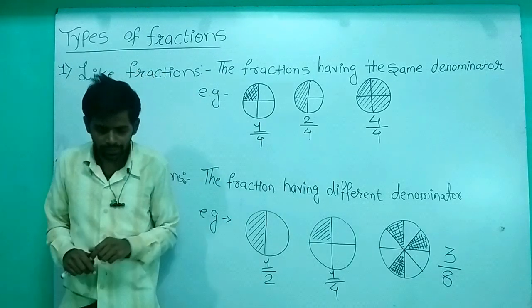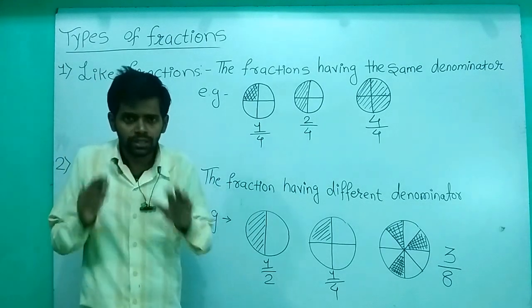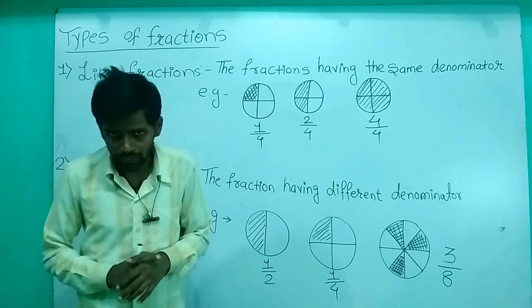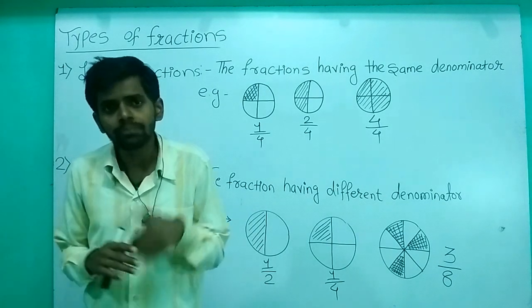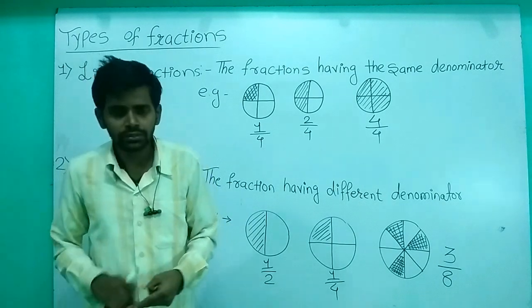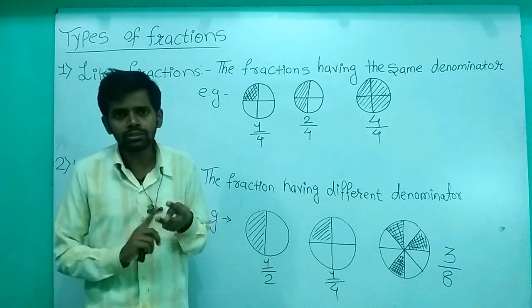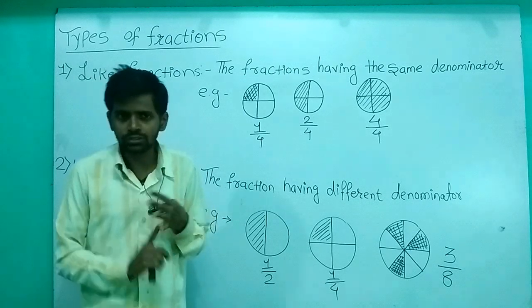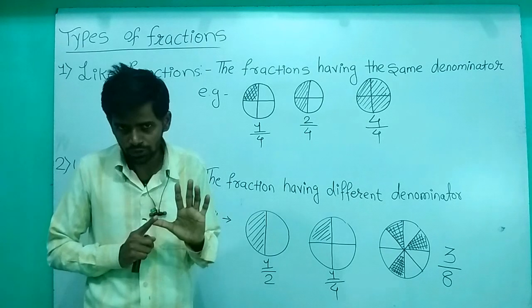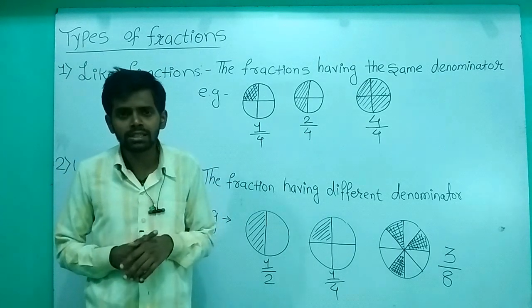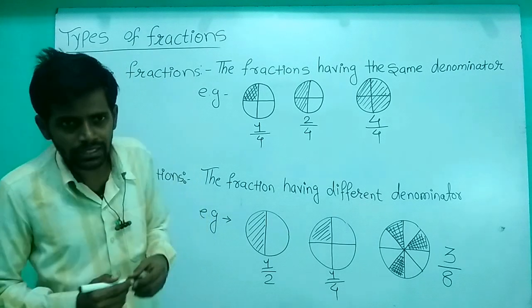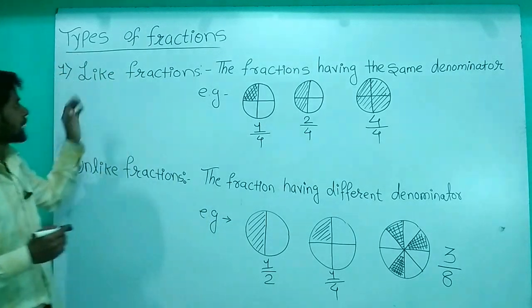Okay. So there are 6 types of fraction and the first one is like fraction. Second one is the unlike fraction. Then unit fraction, then proper fraction, then improper fraction and then mixed numbers. So today we will discuss about that. Okay. So without wasting any time, let's begin with the types of fraction.